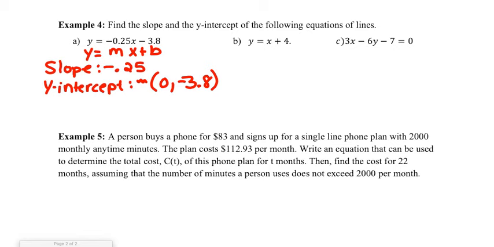Example B, again, this one is already in y equals mx plus b form. So slope on this one is the number in front of x. If the number is not written, then that slope is just 1. The y-intercept written as an ordered pair, 0, 4. And then go ahead and try C. See what you get, and then again, we'll do that one in class.